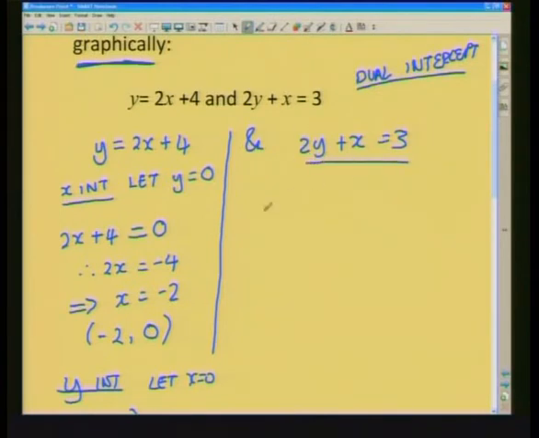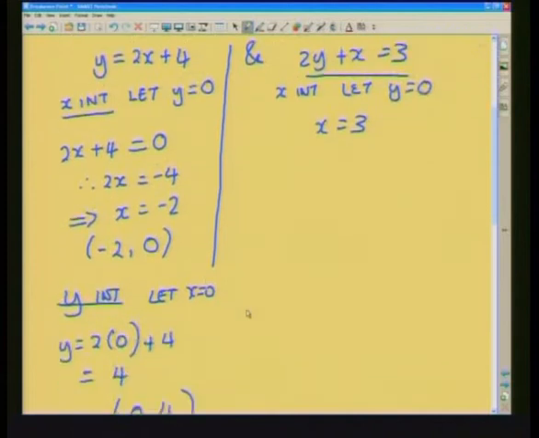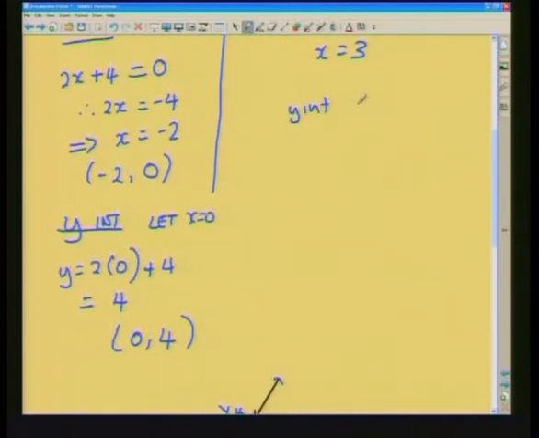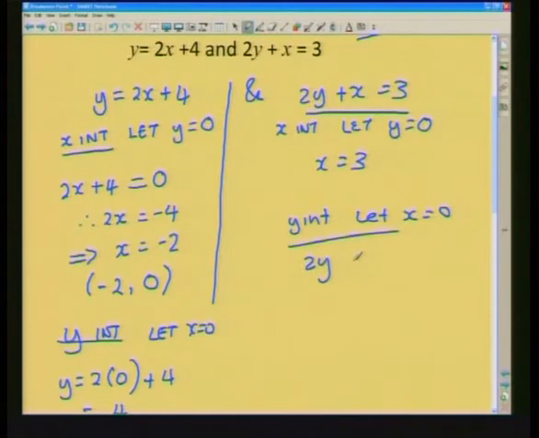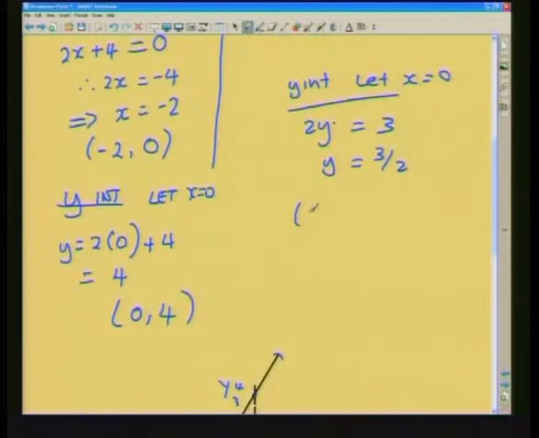Let's look at the second one, 2y plus x equals 3. There, to find the x-intercept, we let y equal 0. So if y is 0 here, we'll just get x has a value of 3. And then to find the y-intercept, let x equal 0, so exactly as before. And you'd get 2y is equal to 3, since the value of x we replaced with 0. Therefore, y is equal to 3 over 2. So we can say that our x-intercept has coordinates 3 for x and 0 for y. And then we've got to also plot the point 0 for x and y is 3 over 2.